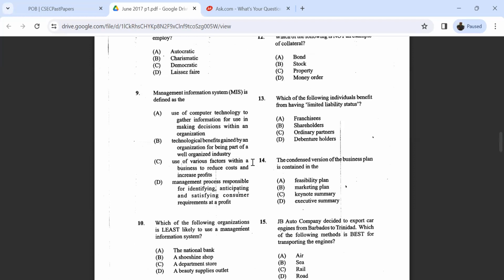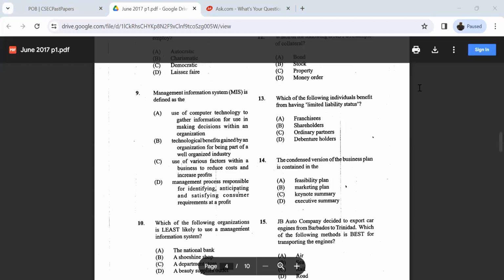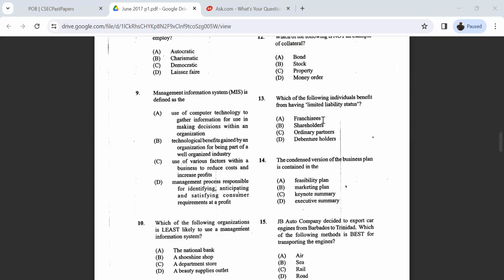Number 13, which of the following individuals benefit from having limited liability status? A, B, C, or D: franchisees, shareholders, ordinary partners, or debenture holders? Which companies have limited liability? Which business organizations? Do sole traders have limited liability? No, right? How about partnerships? No, right? Normal partners don't. What about limited liability companies? Yes. And who owns limited liability companies? What do we call them?